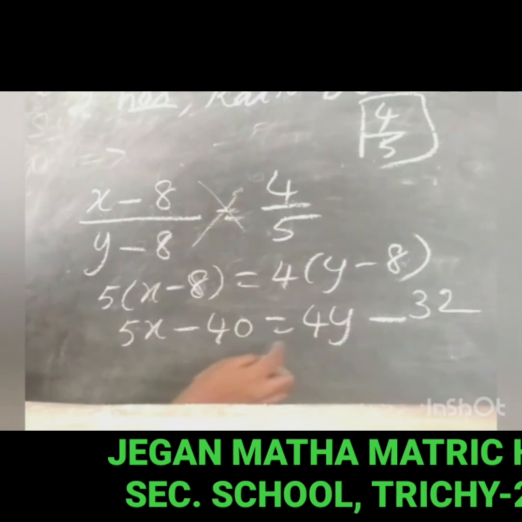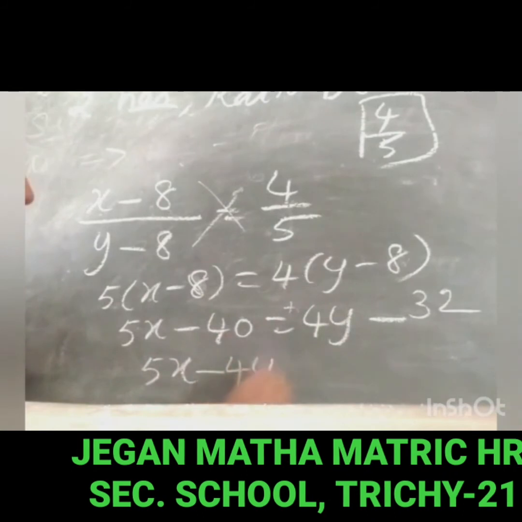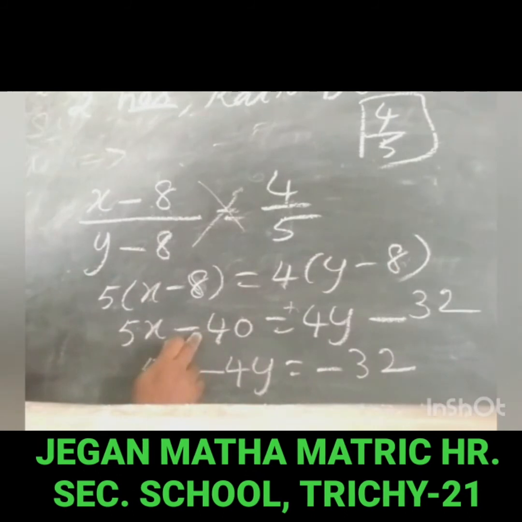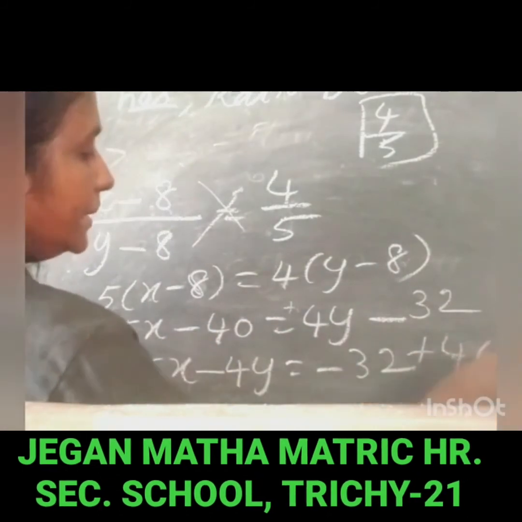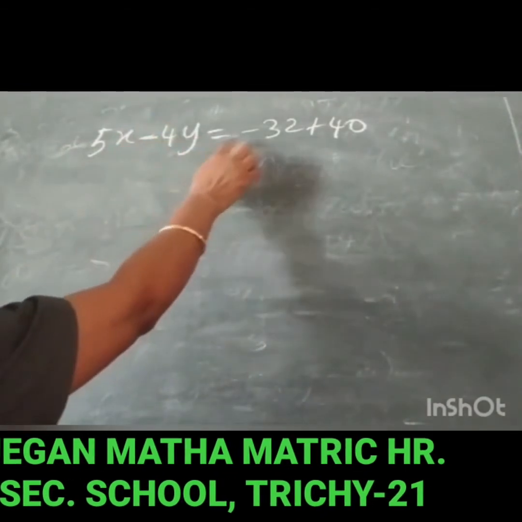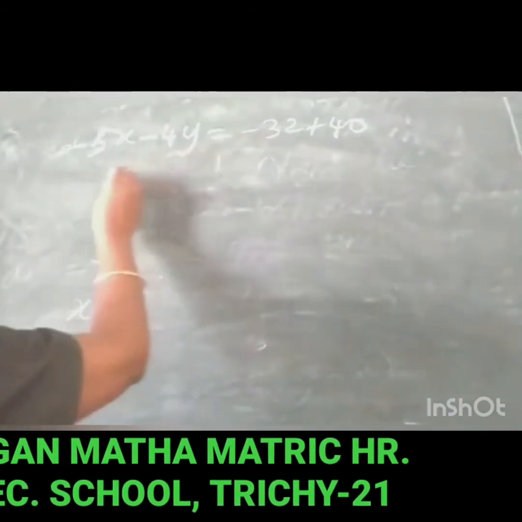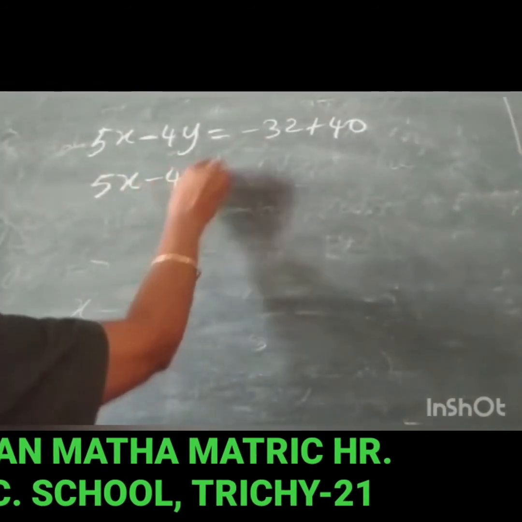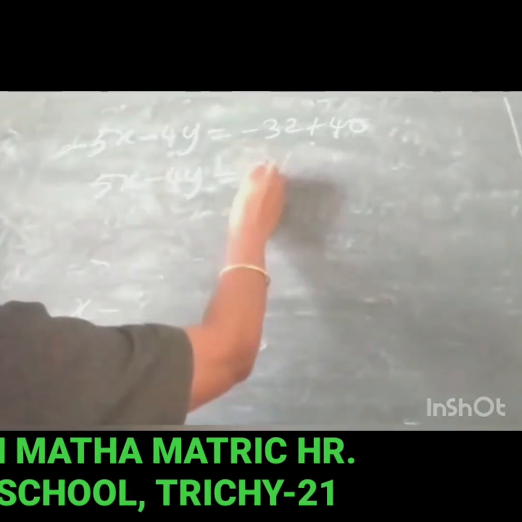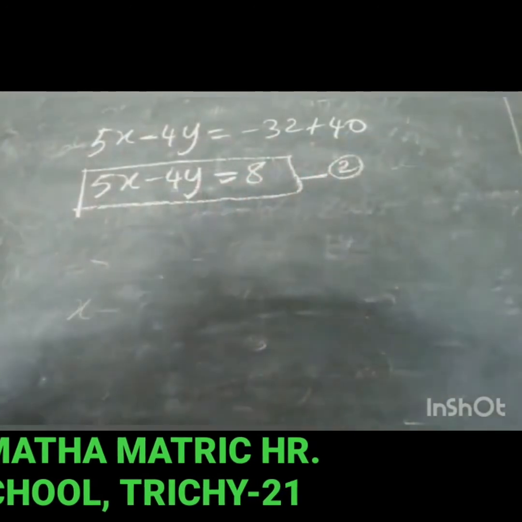Now we can do the transposition. 5x here, plus 4y comes to this side, so minus 4y, equal to minus 32 is already there, and minus 40 comes to this side, that is plus 40. So the equation becomes 5x minus 4y equal to minus 32 plus 40, that is 8. So 5x minus 4y equal to 8. This is the second equation.